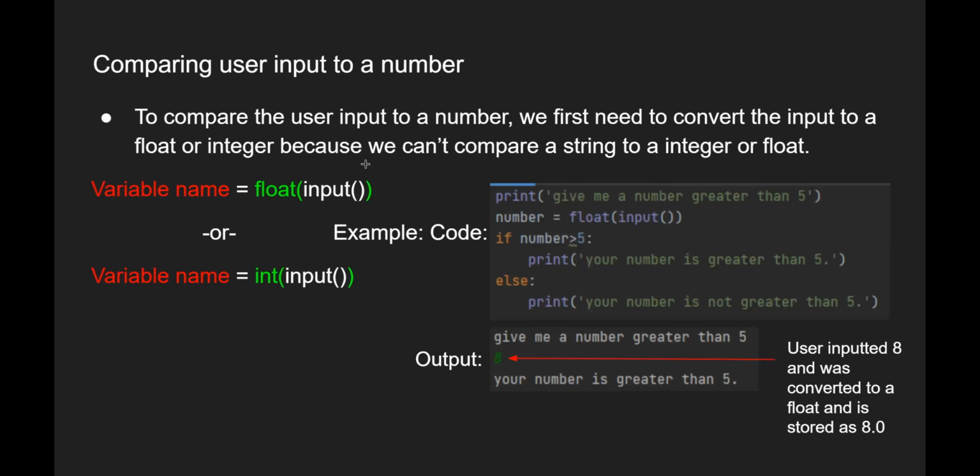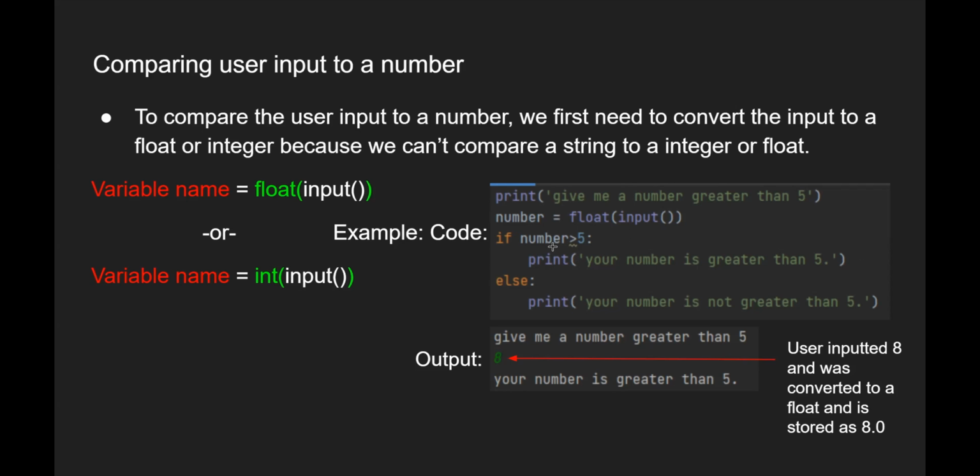You can also compare the user input to a number, but first you have to convert their input to a float or an integer. So see here, we did number equals float input, and then say if that input is greater than 5, we'd say your number is greater than 5 because we converted it into a float. If we didn't do that, we wouldn't be able to compare it to the number 5.